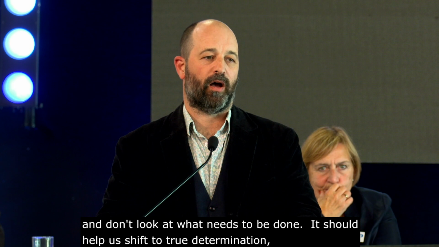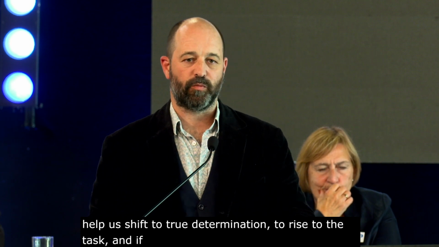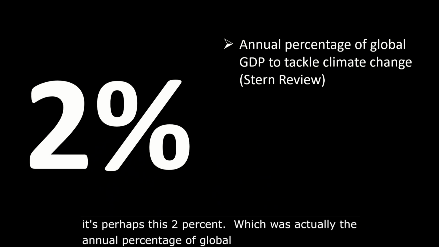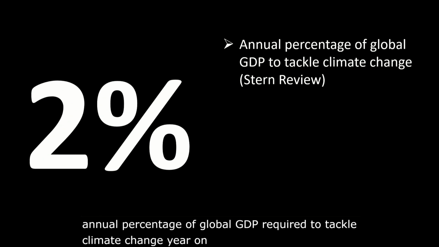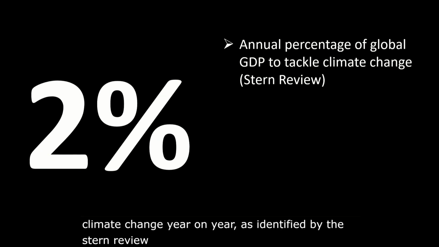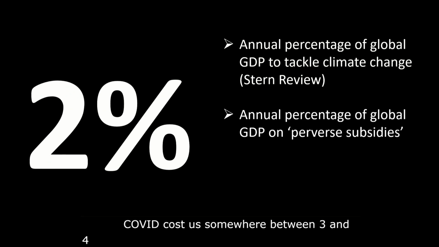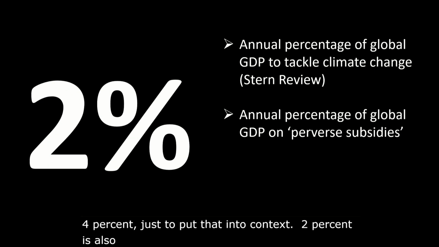And if there's one number we should recall, it's perhaps this 2%, which was actually the annual percentage of global GDP required to tackle climate change year on year. As identified by the Stern Review 15 long years ago, 2% of GDP every year. COVID cost us somewhere between 3 and 4%, just to put that into context. 2% is also the annual percentage of global GDP that goes on those perverse subsidies that I mentioned earlier.